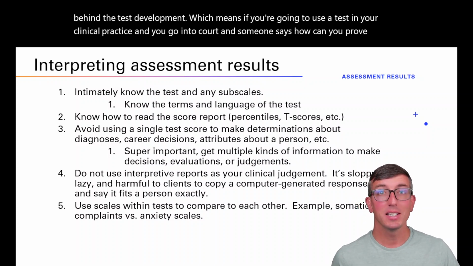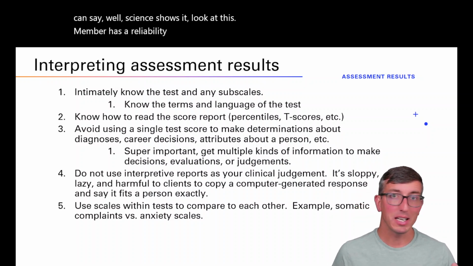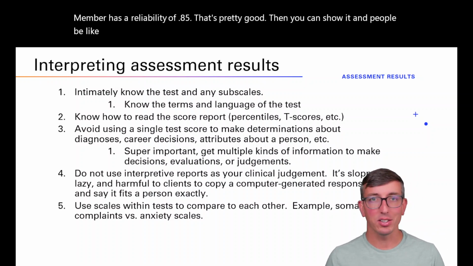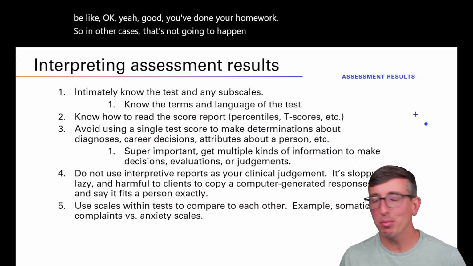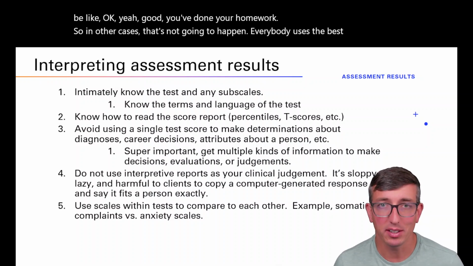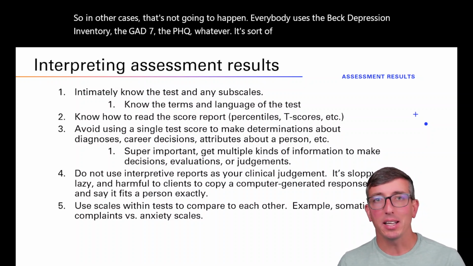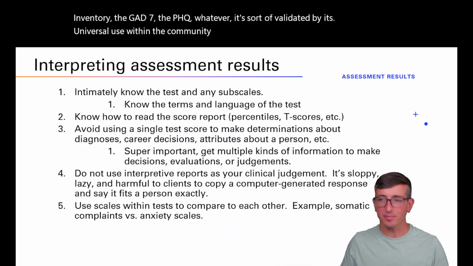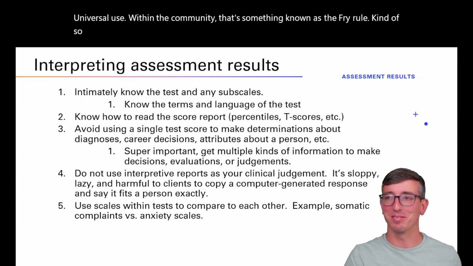You can say, well, science shows it. Look at this number. It has a reliability of 0.85. That's pretty good. And then you can show it, and people will be like, okay, yeah, good. You've done your homework. In other cases, that's not going to happen. Everybody uses the Beck's Depression Inventory, the GAD-7, the PHQ, whatever. It's sort of validated by its universal use within the community. That's something known as the Frye rule, kind of. So anyway, you don't need to care about that.